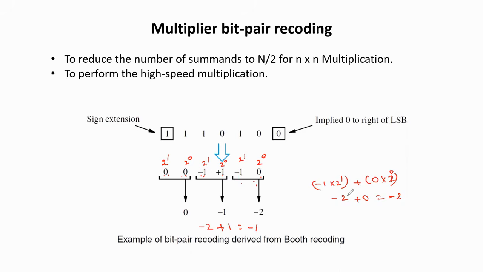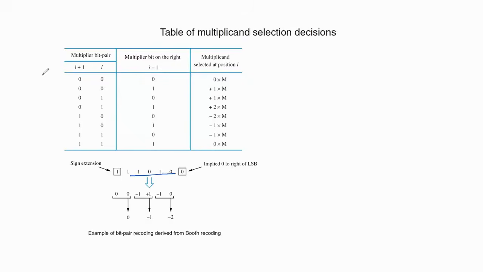Okay. Now let us move to the second method. This is the second method of finding the bit-pair recoded values for the multiplier. Now let us take the multiplier bits again: 1 1 0 1 0. These are the multiplier bits.